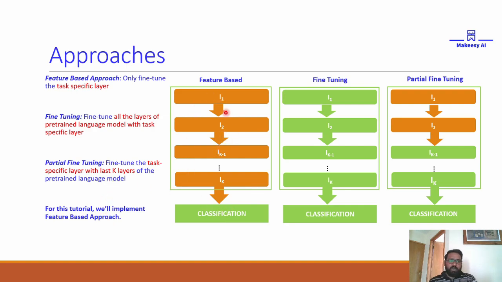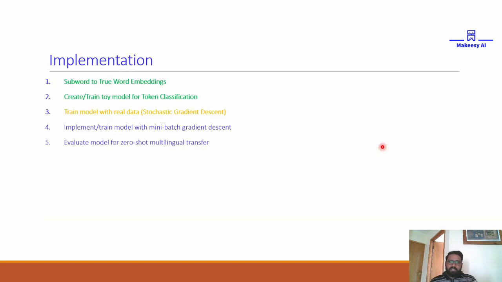And if you want to learn about these two approaches, let me know in the comment. I will create a separate video on these. So let's dive in and check out how we can implement our feature based approach for token classification using pre-trained language models. Okay, so let us go to our IDE.